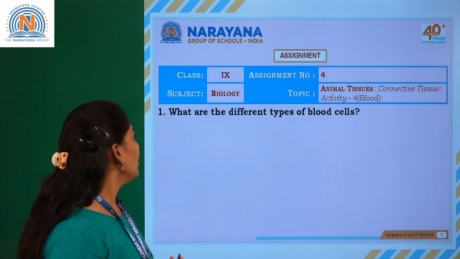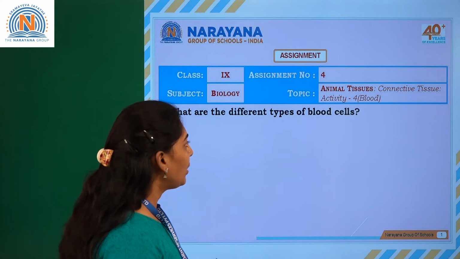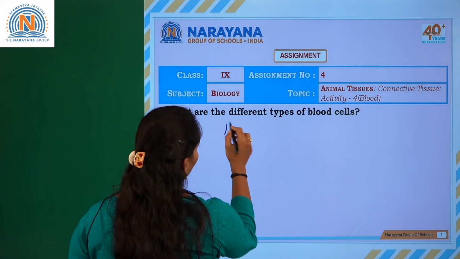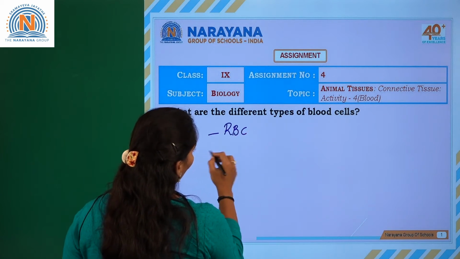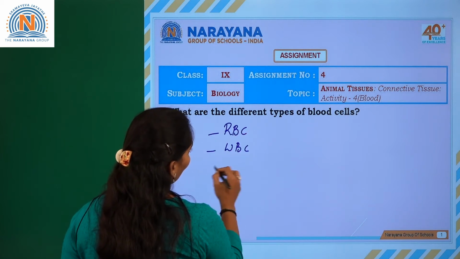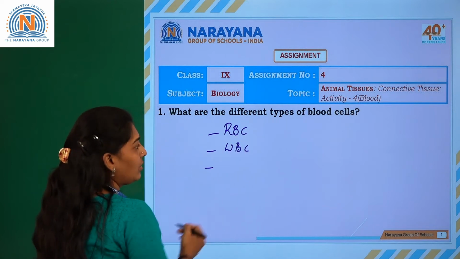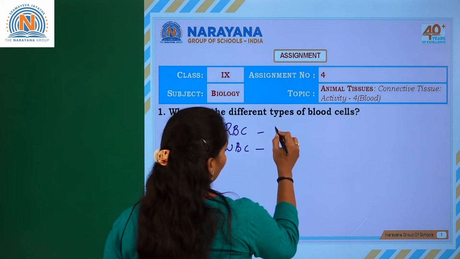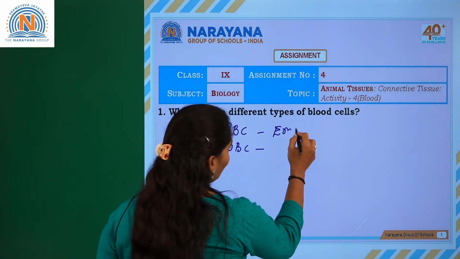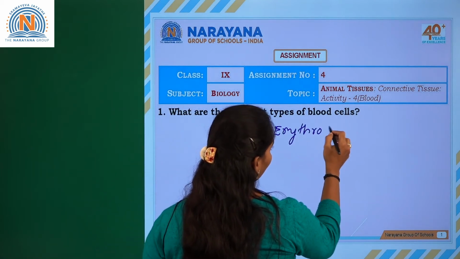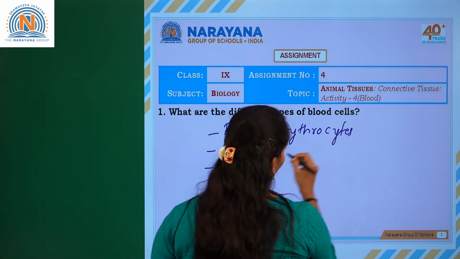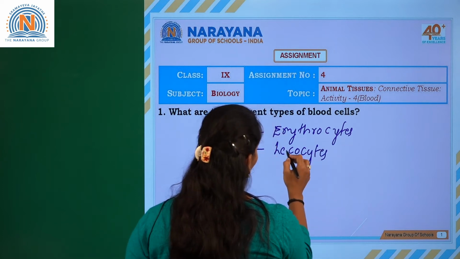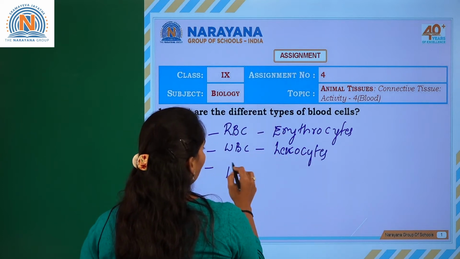The first question here: what are the different types of blood cells? As we know, the answer is RBC, WBC, and platelets. Red blood cells, erythrocytes, white blood cells, leukocytes, and then platelets.